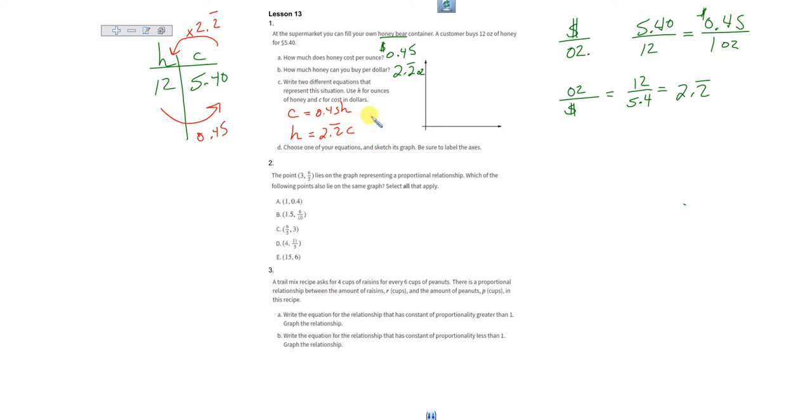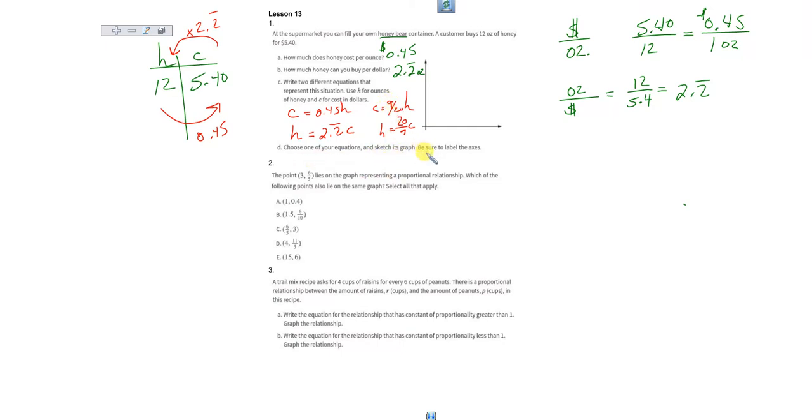I also could have had the fraction version of that by doing it as 9/20ths. So C equals 9/20ths H, or H equals 20/9 C. Those would be your fractional versions if you're more into that kind of thing.